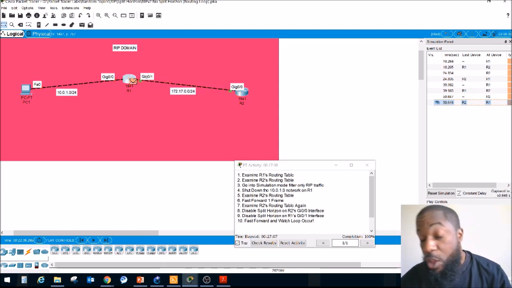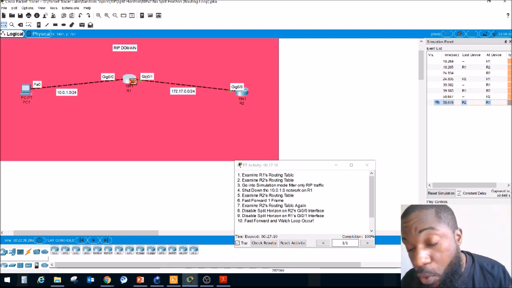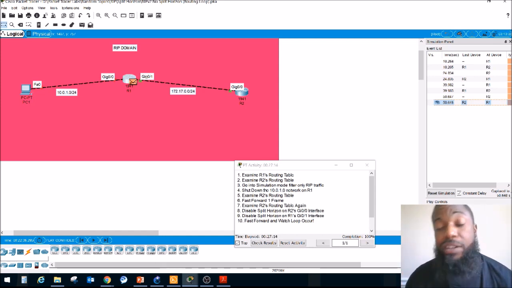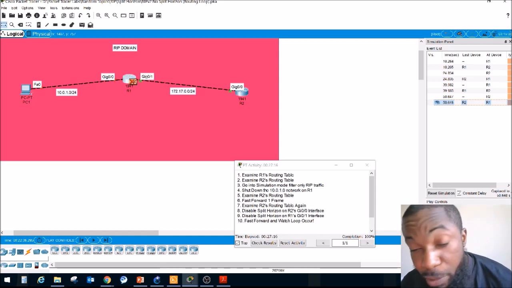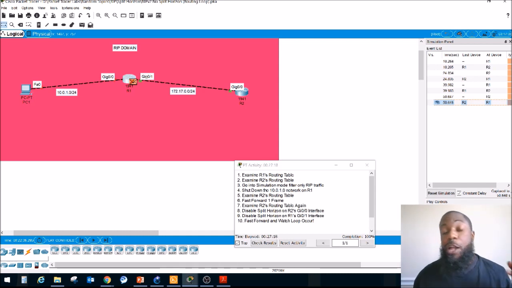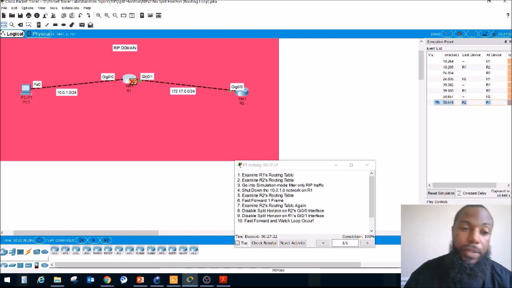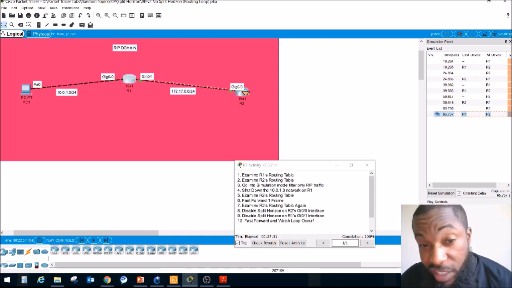Obviously, to fix that, we need to have split horizon turned on. This is why it's enabled by default, so you ain't got to worry about this. Nine times out of 10, you ain't going to be running into a RIP network, but this is the way to fix split horizon. I'll show you one more time. Basically, we got a loop.